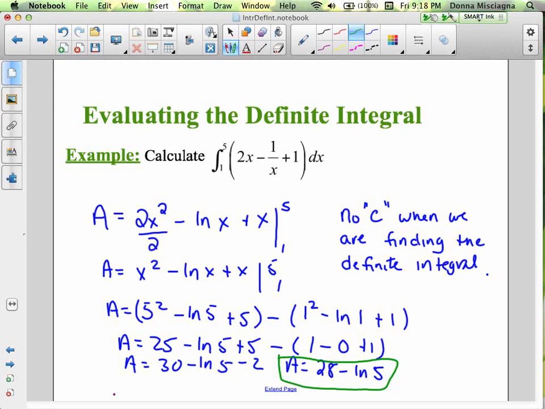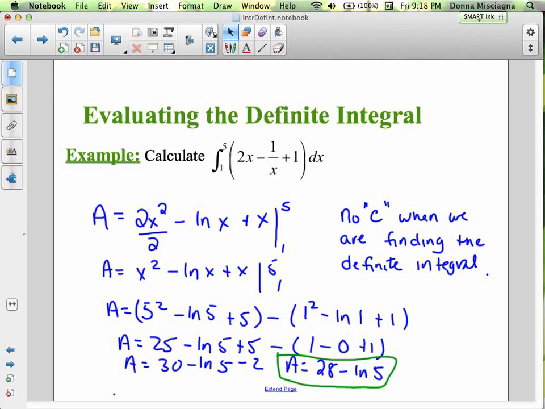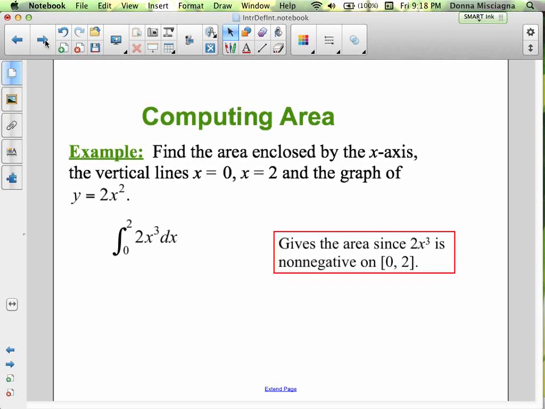Put this one in your notes. We're going to look at one more integral, and then we're going to look at some properties. All right, here's our next one.